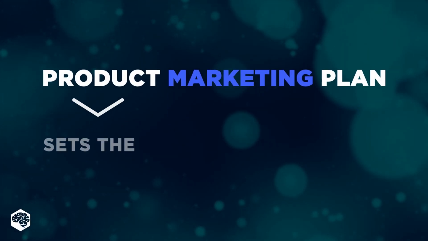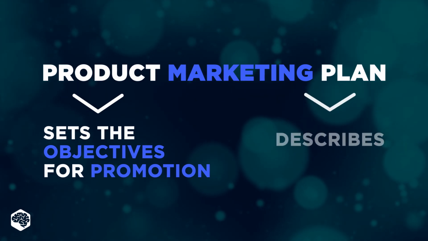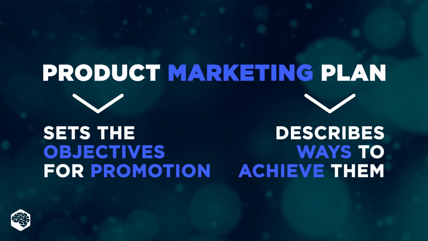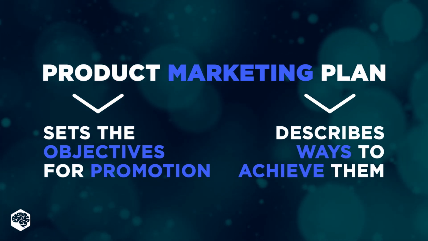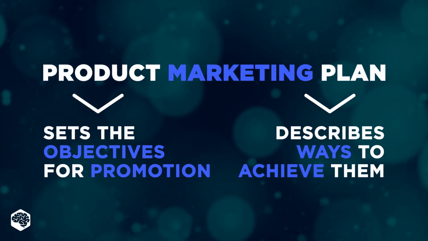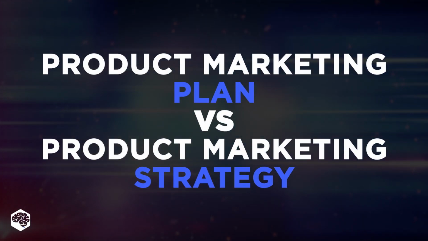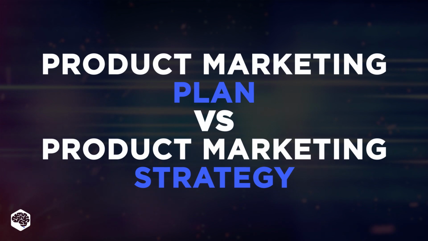Product marketing plan sets the objectives for promotion and describes ways to achieve them, and is usually limited within a given period because all marketing plans have to be rewritten or revised at some point. What is the difference between a product marketing plan and a product marketing strategy? Well, words like plan and strategy are often used together or even interchangeably, and you still need both, and it's best to approach them from different angles.